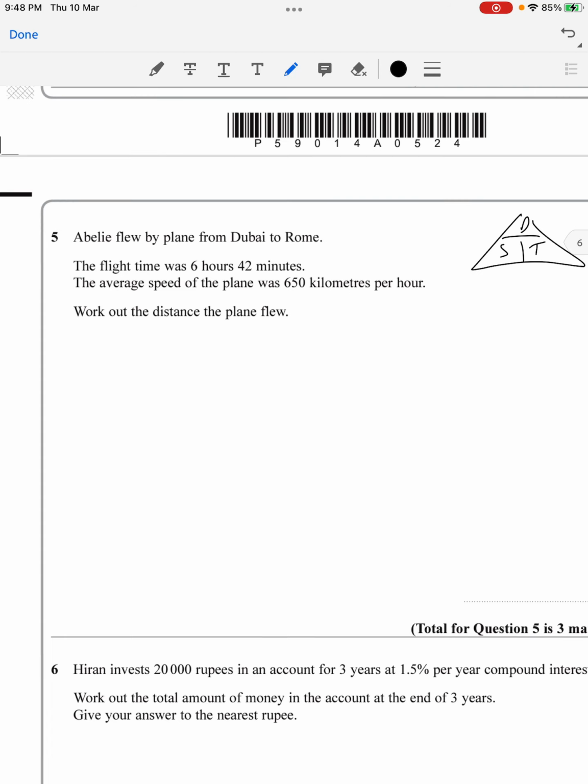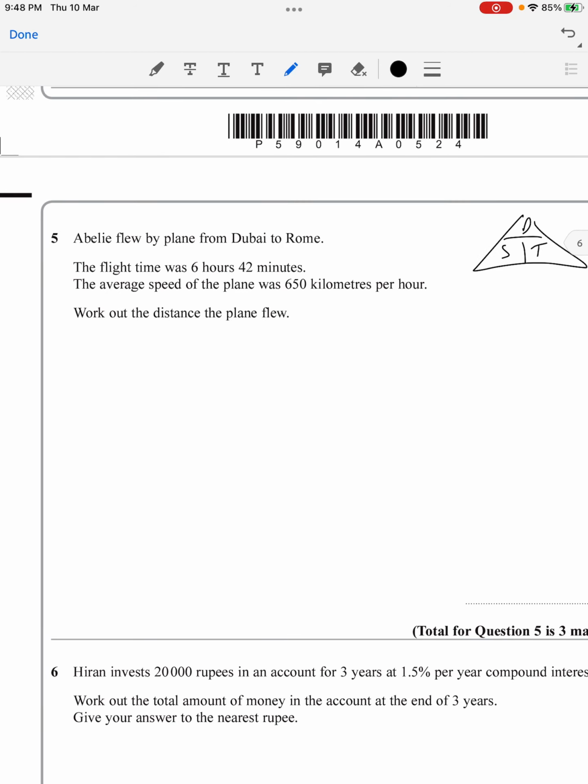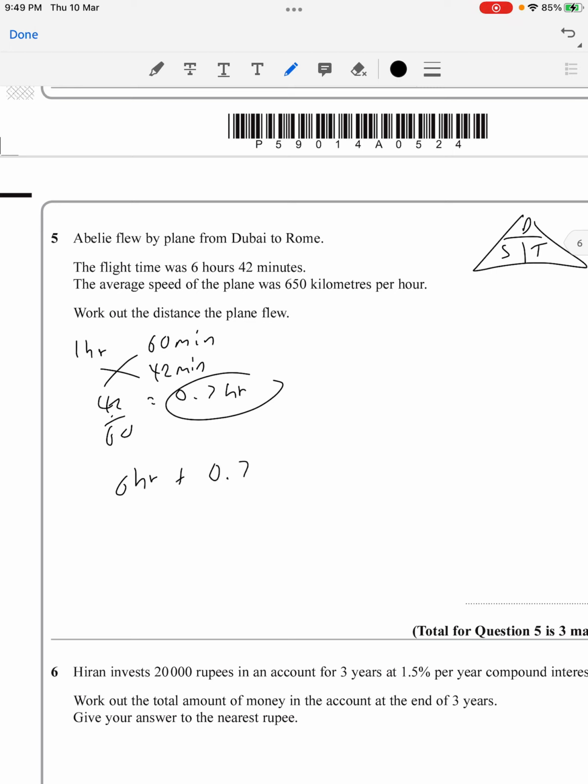Okay, so we have 6 hours 42 minutes. We have to find the number of hours. 1 hour is 60 minutes, so how many hours is 42 minutes? Let's calculate that approximately. 42 divided by 60 gives about 0.7 hours. Add that to the 6-hour flight: convert this all into hours, do not leave it like this. So 6.7 hours.